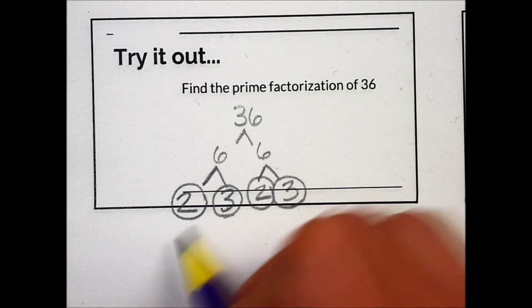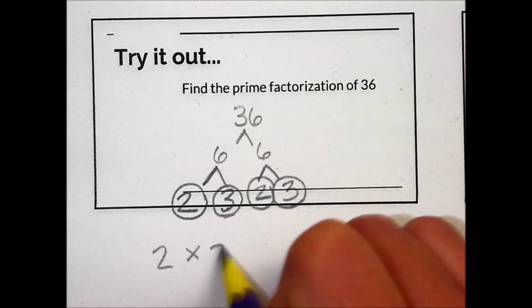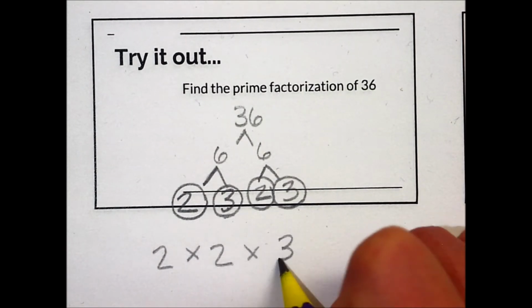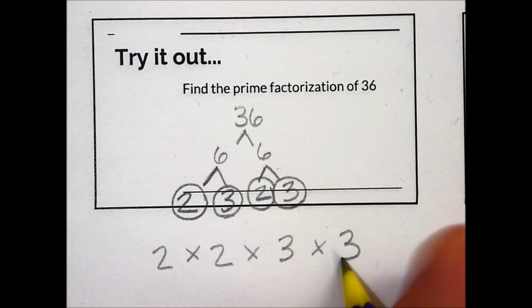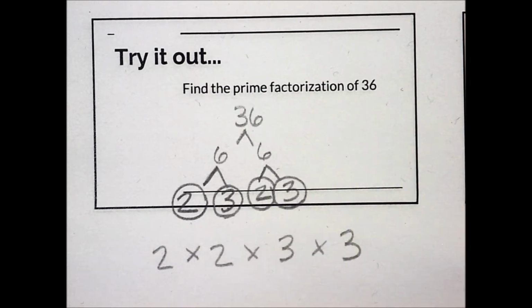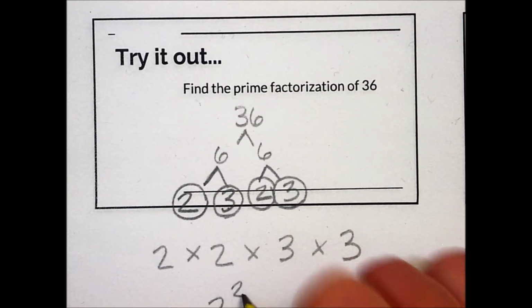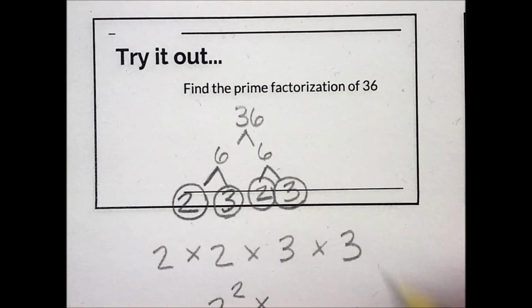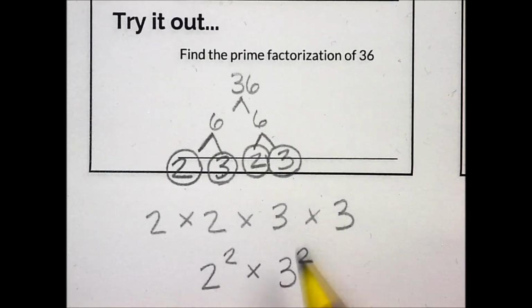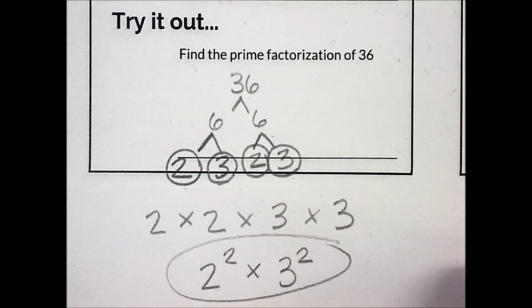Let's rewrite. 2 times 2 times 3 times 3. 2 number 2's and 2 number 3's. Let's simplify. I have 2 number 2's, so that is 2 squared. Keep your multiplication sign. And I also have 2 number 3's. That's 3 squared. And there's our final answer.